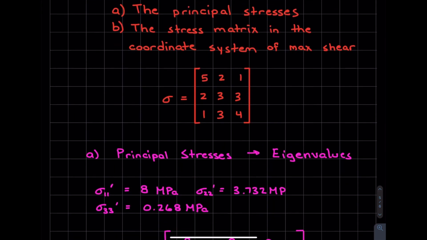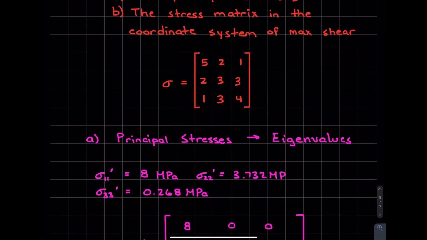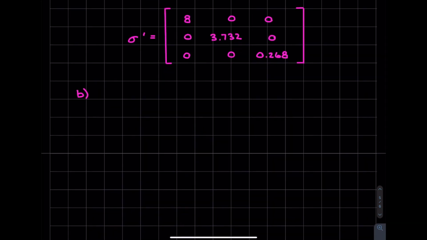So part B says the stress matrix in the coordinate system of maximum shear. I remember that if I want the stress matrix in a new coordinate system, I'm going to call this sigma prime prime, because I don't want to relate it to the sigma above. This is going to be equal to Q times sigma times Q transpose. So we have two questions here.